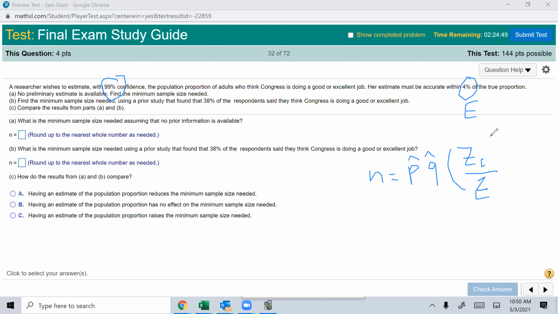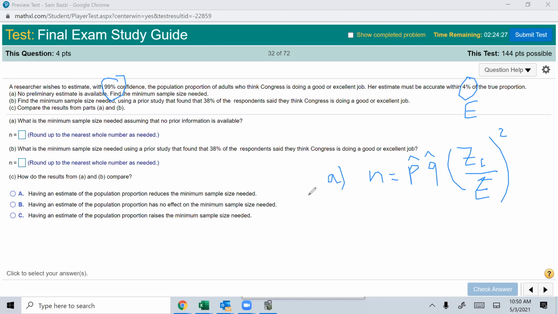And I think if this question shows up on the test, the formula will pop up as an instructor tip. Okay, here is how you answer part A. If he doesn't give you a preliminary estimate, there's no program on the calculator to do this for you guys. You have to use the formula.